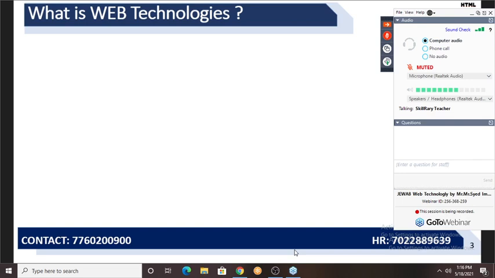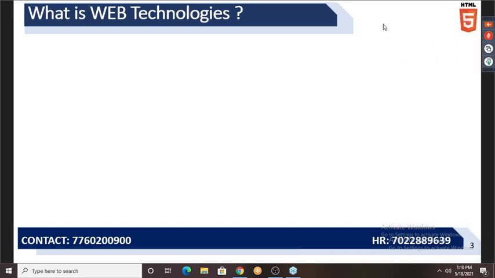Done. So web technologies means what? The technologies which are used to develop web applications. Clear? The technologies which are used to create web applications are known as web technologies. Clear with this concept? See, only to explain web technologies, I have explained what are web applications also. Clear, guys?